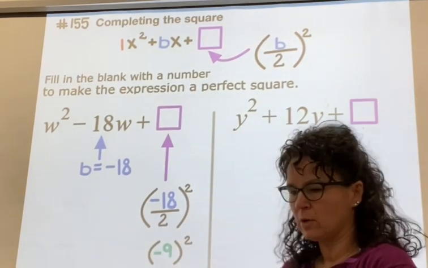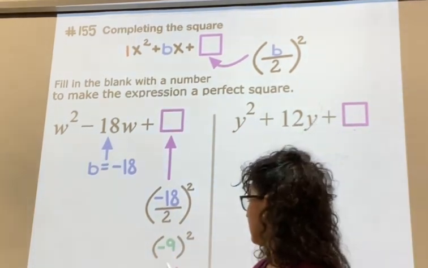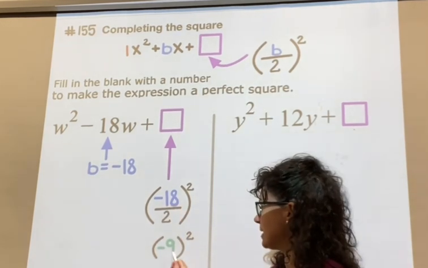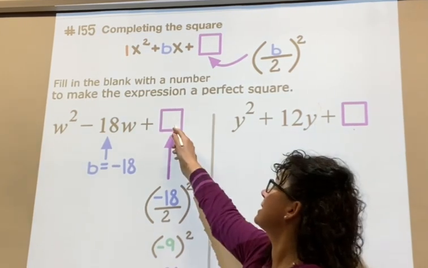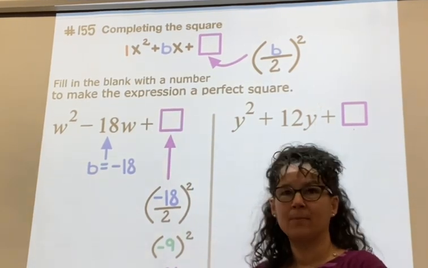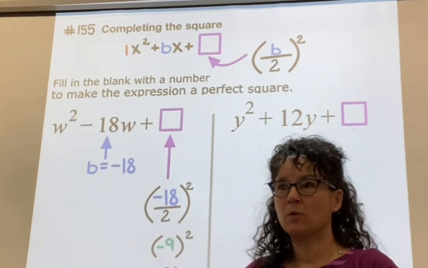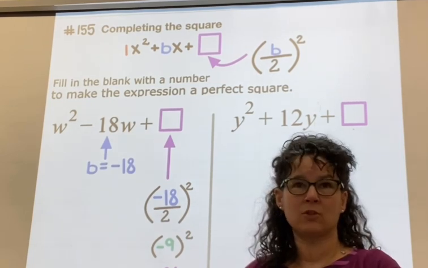Negative 18 divided by 2 is negative 9, and negative 9 squared is 81. So this is the number that's going to go right there. You might want to go ahead and just do this topic as I go because it is that straightforward.